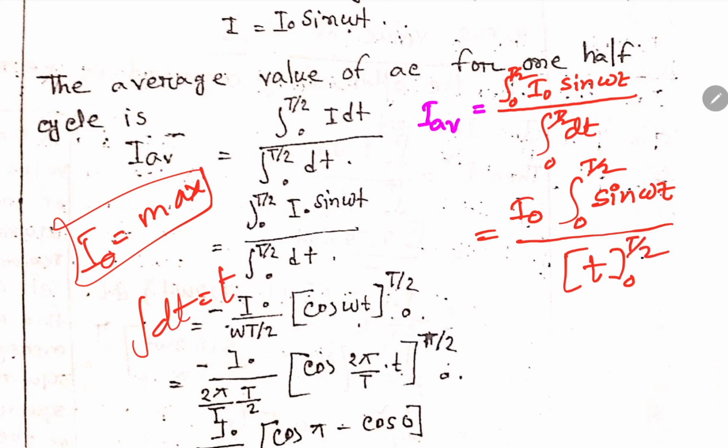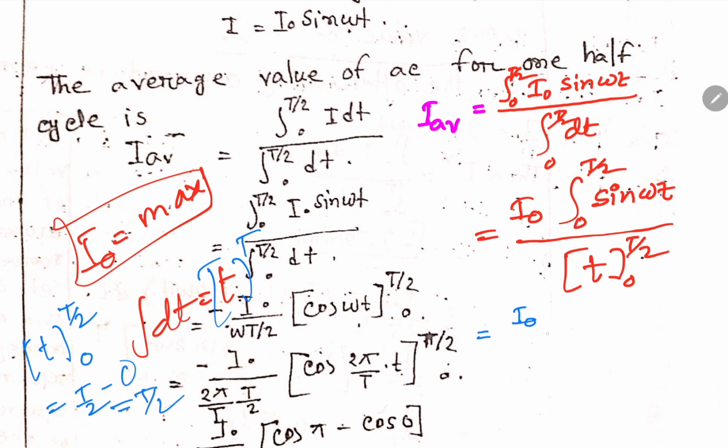Now that I have that, I can take I naught, and see from here you get t by 2, right? So you put t by 2, and then you put 0, right? So this is simply t by 2. So I have t by 2 here. So that would be t by 2, and I have this integration.